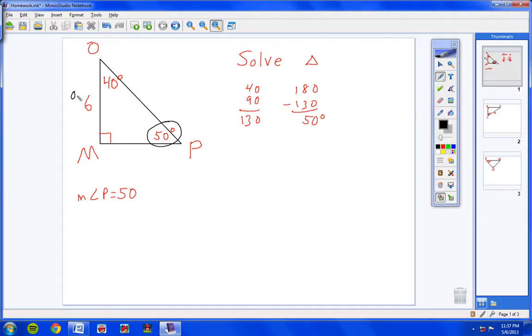So I go over to 6. This is your opposite side. Here's 90. I'm going to go across. This is my hypotenuse. So this third side here is my adjacent side.